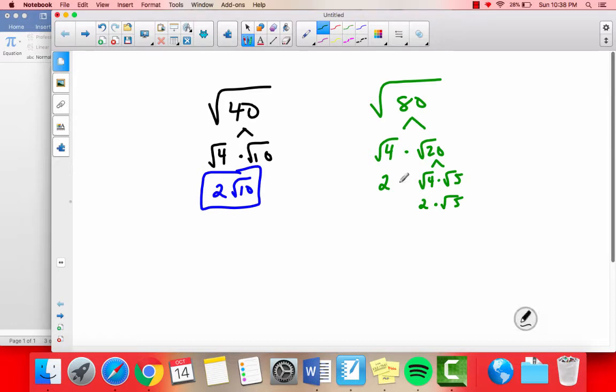So notice now I've got some leftovers here. I've got a 2 and a 2 that can multiply to get us 4. And then I have this square root of 5 left over. So 4 root 5 is the same thing as the square root of 80.